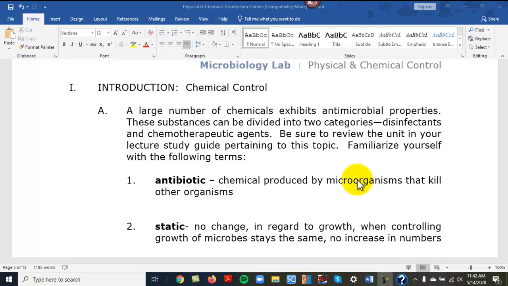But there are two categories of chemicals. Now, a disinfectant and a chemotherapeutic agent. You can think of that as an antiseptic in a way. Chemotherapeutic, meaning literally you're taking drugs to kill disease. But here are some terms.